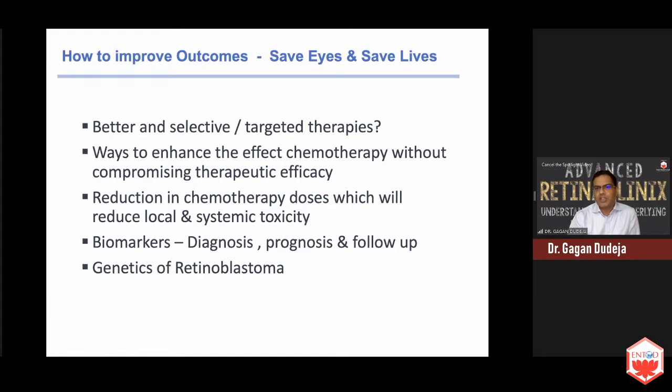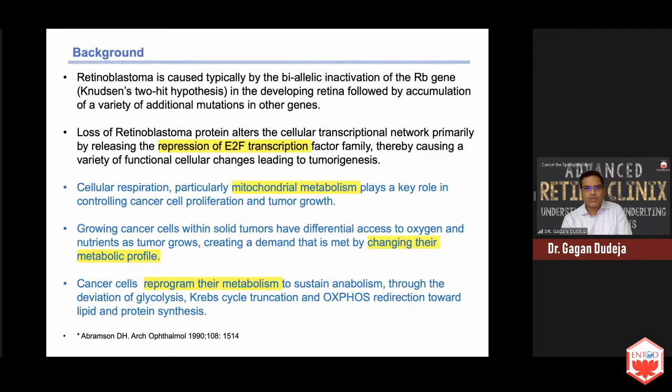How can we reduce the chemotherapy dose to make sure that the local and systemic toxicity is reduced, because these kids have quite a significant chemotoxicity? And we also want to look at biomarkers which will help in diagnosis, prognosis, and follow-up, and also the genetics of retinoblastoma. So these are the questions which we look to answer, and this is where Arko and his team come in.